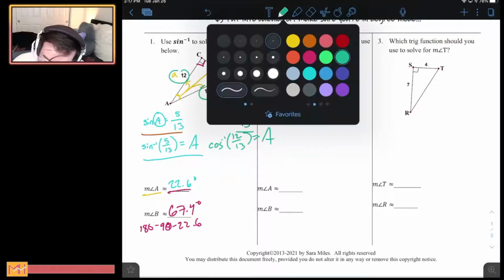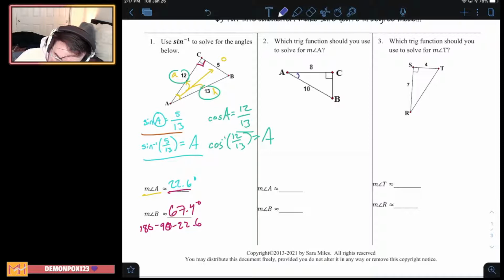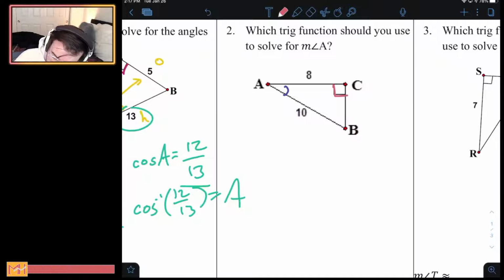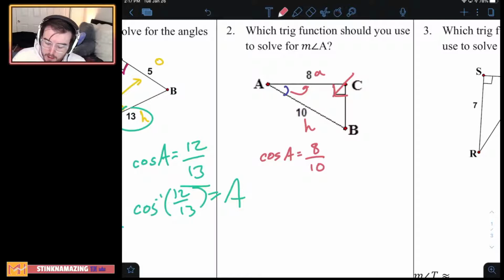Let's set it up again. I want to know the value of angle A. This time, my options are limited. I only know two sides out of the three. So I'm kind of forced to use which function? Well, this is the hypotenuse because that arrow points towards it. And boom, this is the adjacent. I'm kind of forced to use cosine. Cosine of A is adjacent, 8, over hypotenuse, 10. I know the value of cosine, but if I inverse that, that solves for my angle, which is what I want.